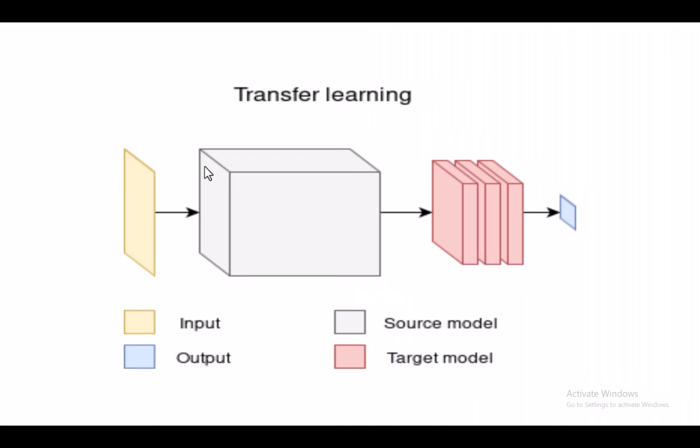So let's understand transfer learning with the help of this picture. In the following image, this box is representing the input layer of the neural network, and these red boxes are representing the hidden layers or the target model. And then we got this blue box, and it is the output layer.